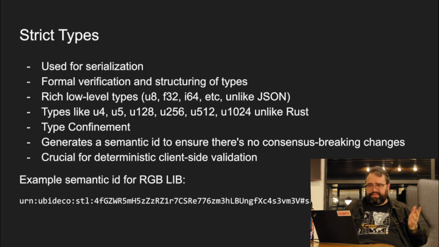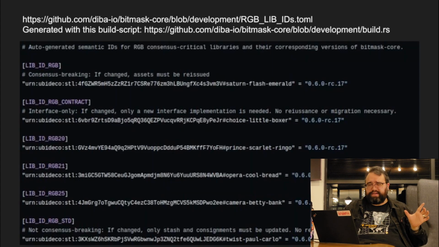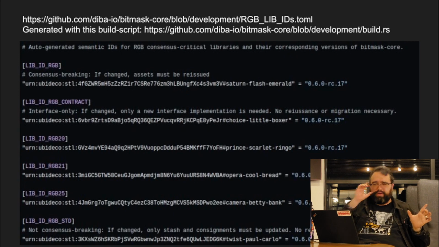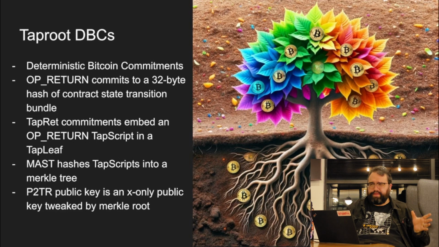We create these semantic IDs that are essentially a commitment to a data structure. Then we use these IDs to version the protocol we're using. Whenever we update the protocol, we'll know that we're using completely different data structures if any of these things change. We'll have a record of when they happened and what version they changed, using this special script that we made in Bitmask Core, which I'll get into.